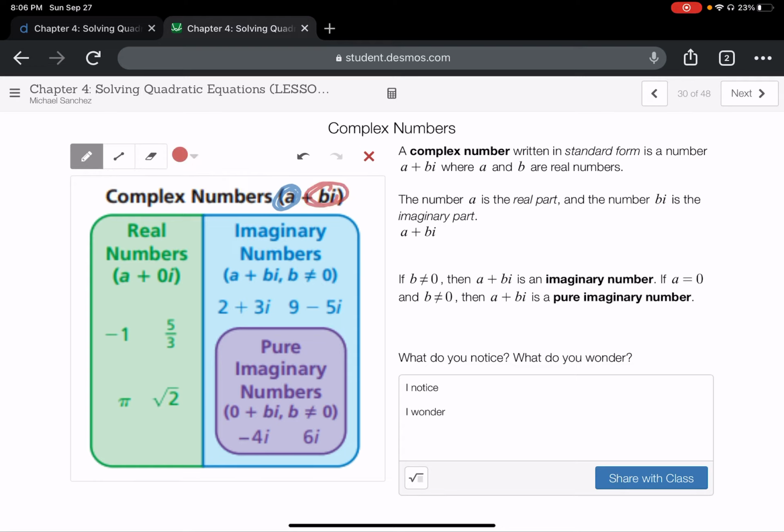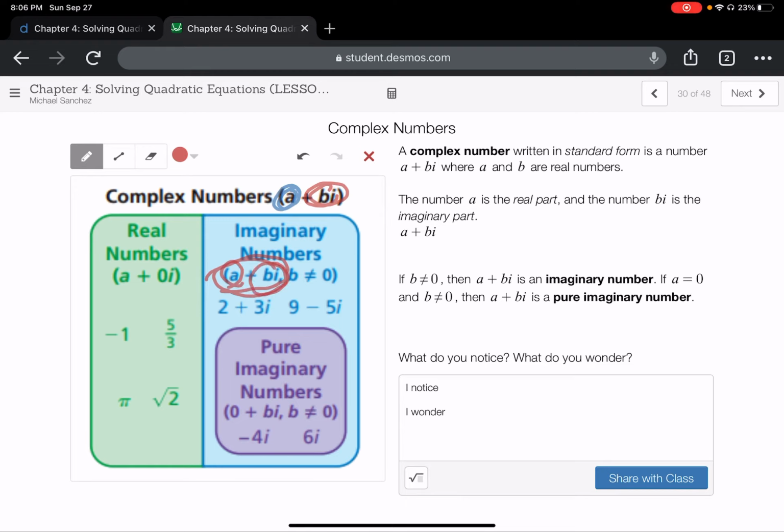So how do we tell the difference? These are the components of complex numbers. If b is 0, if there's no b, then that means there's no imaginary part, so it is a real number. If b is not equal to 0, like if b is something else, then we do have a, and then we have an imaginary part. We have a real part and an imaginary part. So then that would be an imaginary number because it's a combination of a real number and an imaginary part.